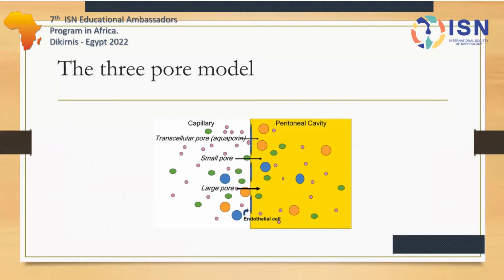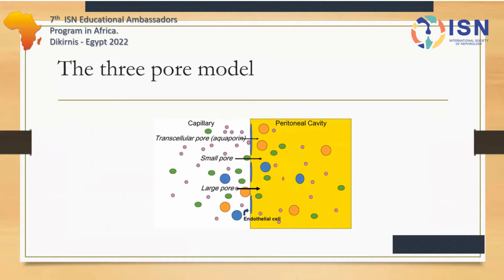The transcellular pore mainly allows the passage of water through the endothelial cells from the capillary side into the peritoneal side. There are some receptors there, the aquaporin receptors, that facilitate the passage of water from the capillary to the peritoneal side. It is similar to the aquaporins present in the distal nephron. However, this one is not under the control of ADH.